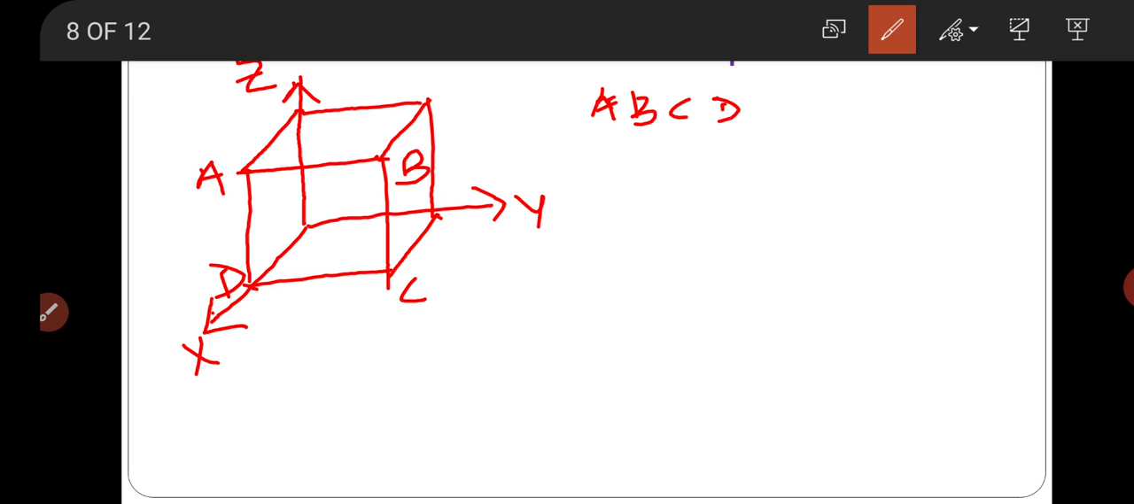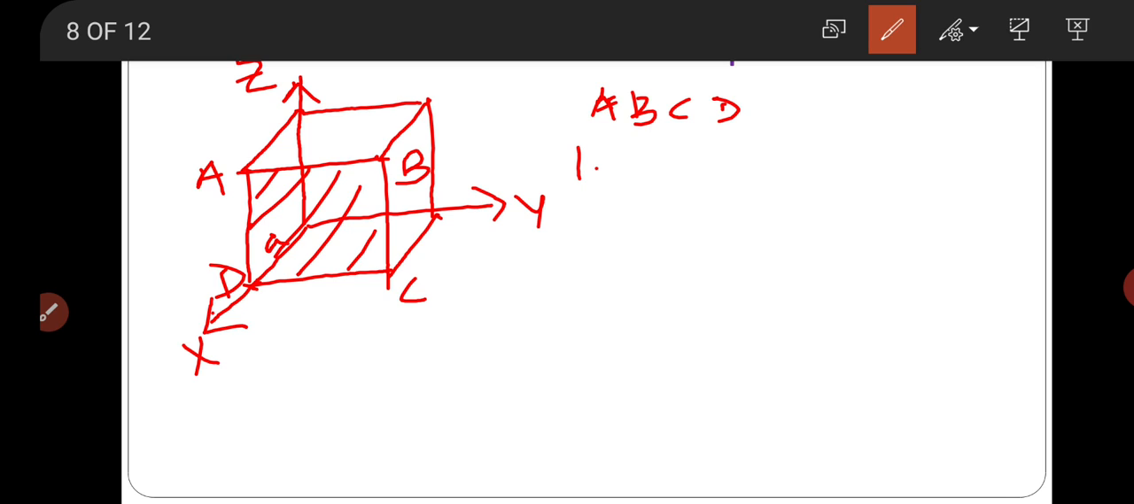Suppose it intercepts along the x-axis at the edge length A. Then how do we calculate the Miller indices of this plane? First step is to write its intercepts along the axes in terms of a, b, c, that is the lattice constants or lattice parameters.